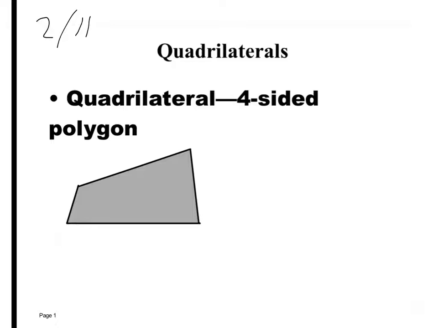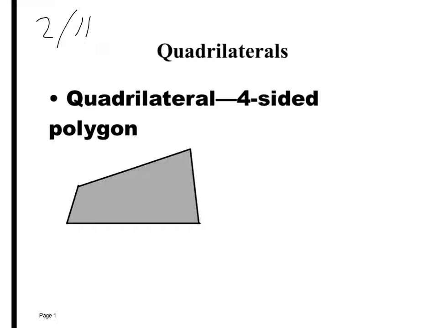Today we're doing quadrilaterals. We're going to talk about the different kinds of quadrilaterals. What do you need to know about a quadrilateral? It's a four-sided polygon. Polygons are a bunch of different shapes, like triangles and rectangles and squares and octagons. So if it's got four sides, it's a quadrilateral.